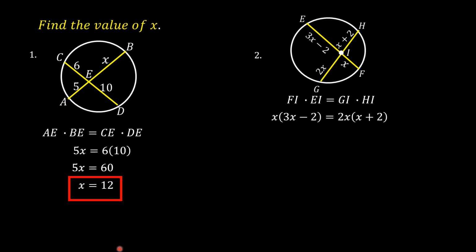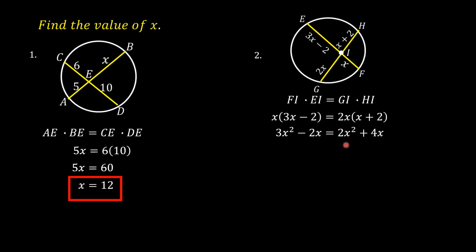We can get rid of the parentheses by applying the distributive property of multiplication. X times 3x is 3x squared. X times negative 2 is negative 2x. 2x times x is 2x squared. 2x times 2 is 4x.